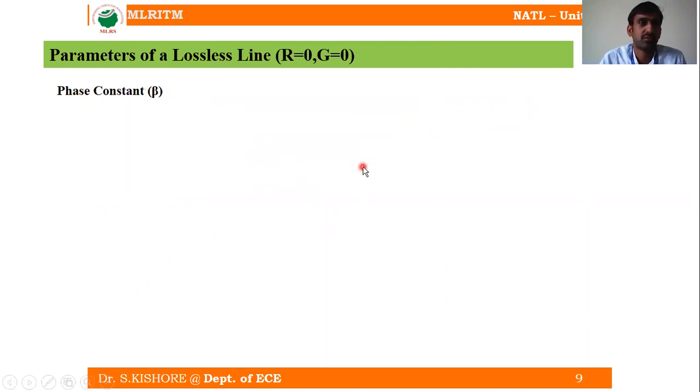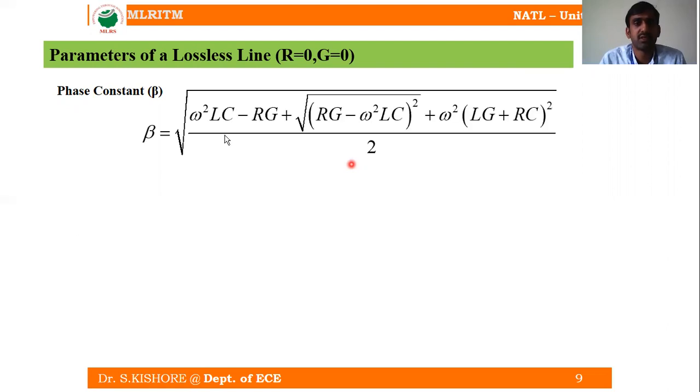So let us go and derive the value for phase constant beta. We know the value of beta, which is equal to root over omega square LC minus Rg plus root over (Rg minus omega square LC) whole square plus omega square into (Lg plus Rc) whole square, divided by 2. This expression we have derived in the last lecture.